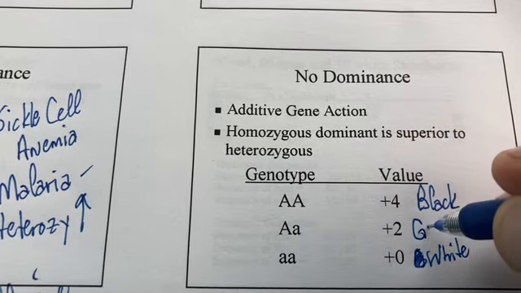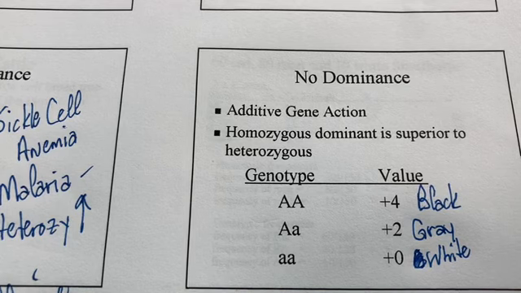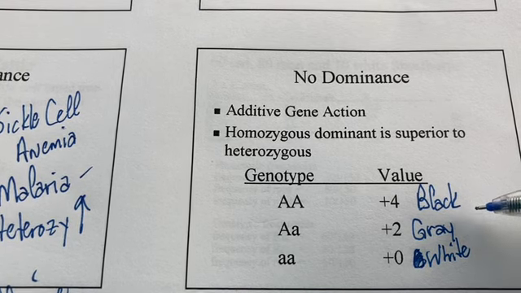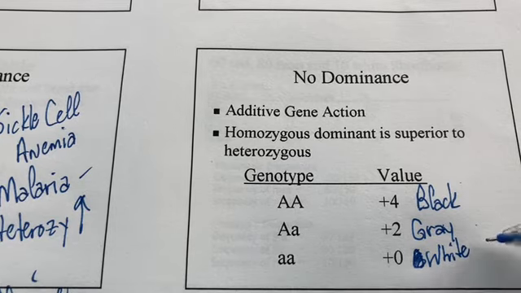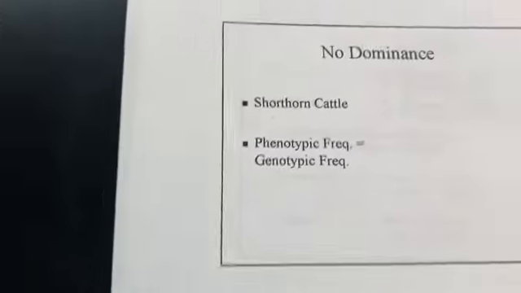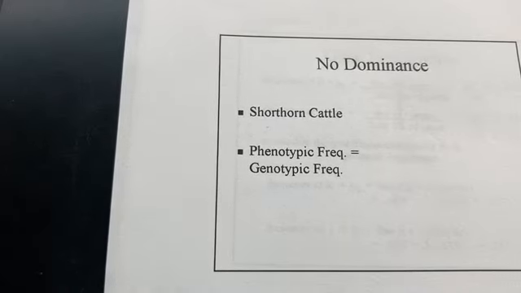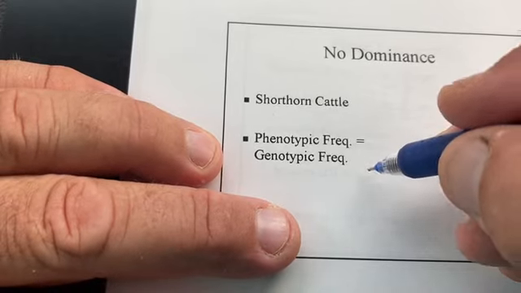And this one right here, right up the middle, is going to be gray or smoky. So complete no dominance, meaning a heterozygote is totally independent of the other two in terms of color. So, no dominance, shorthorn cattle. And here's the luxury where it says phenotypic frequency equals genotypic frequency.